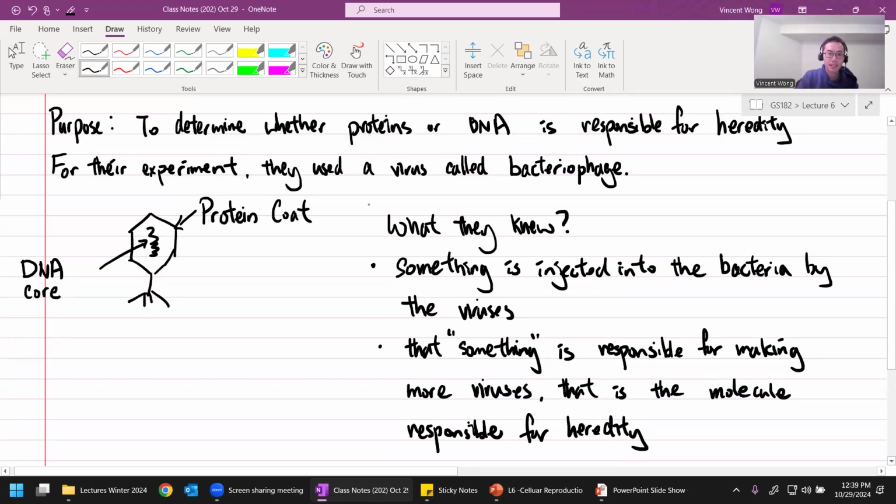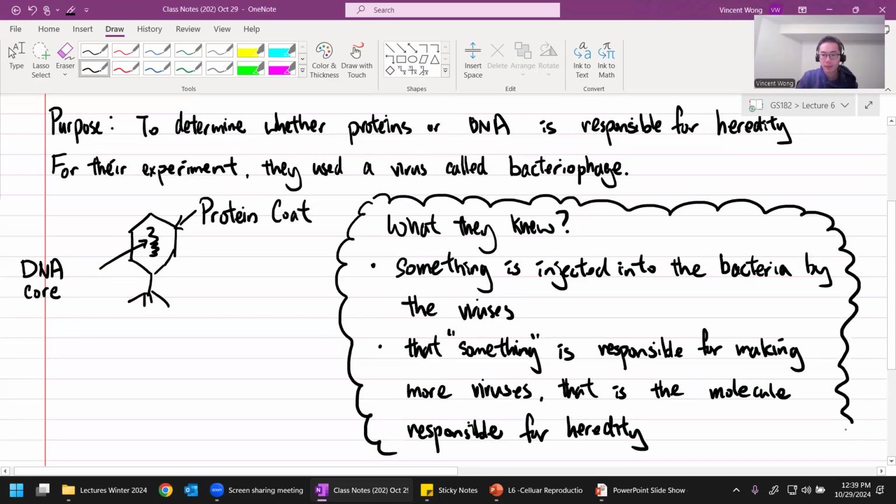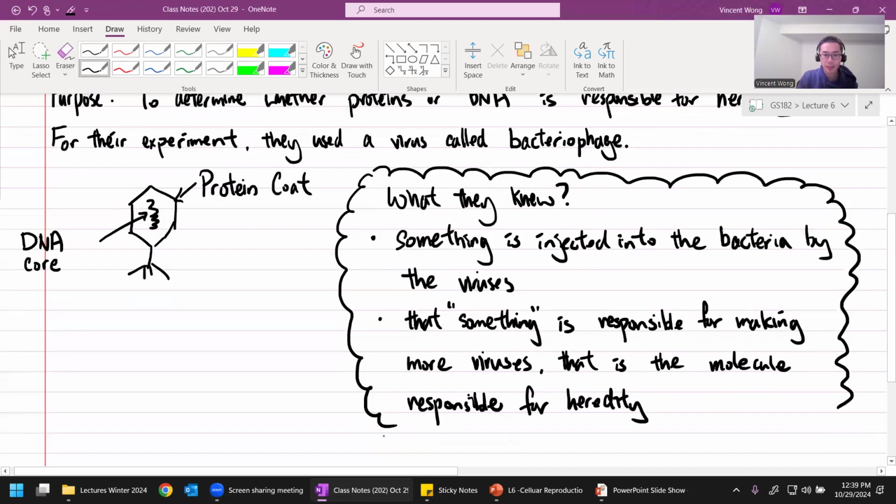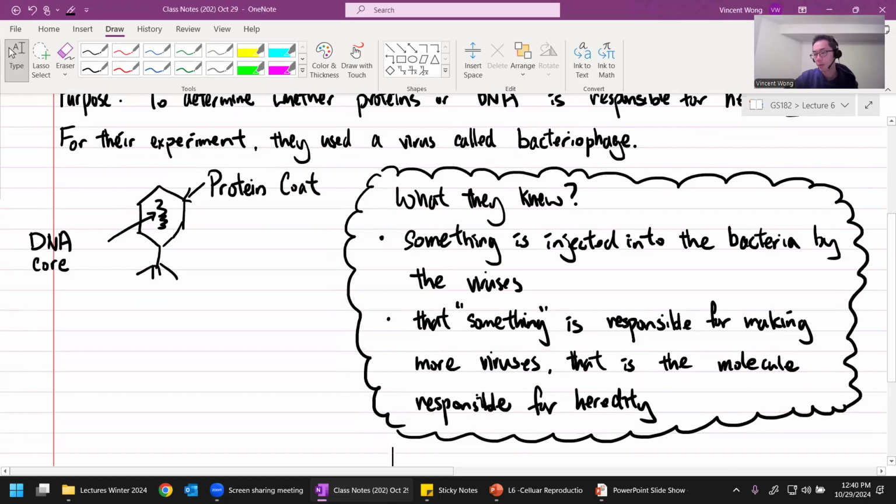Okay, so this is basically the premise that they were operating on. They understood this thing. They just had to figure out what went inside the bacteria. Okay, I'll give you a moment to catch up.